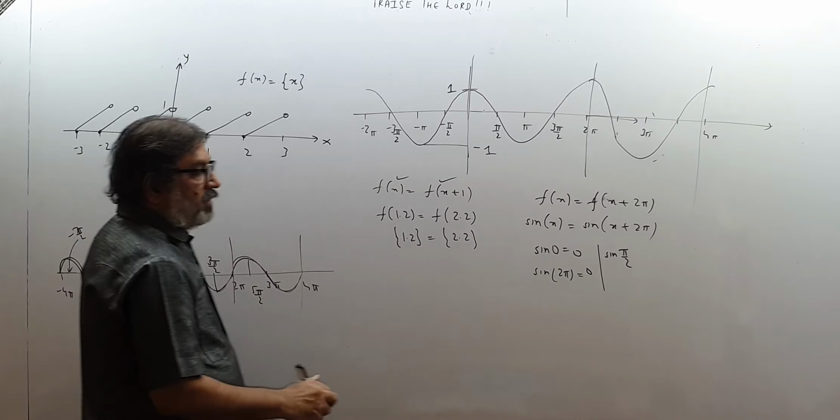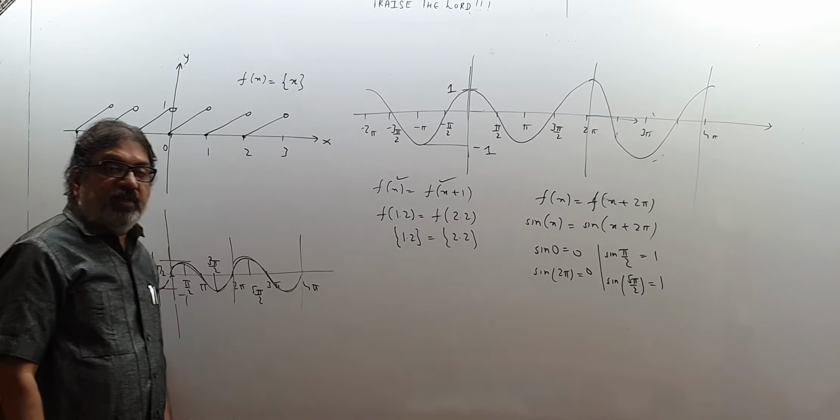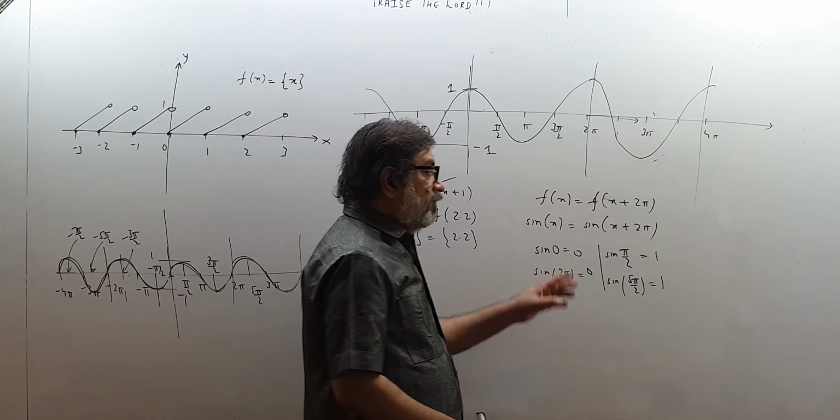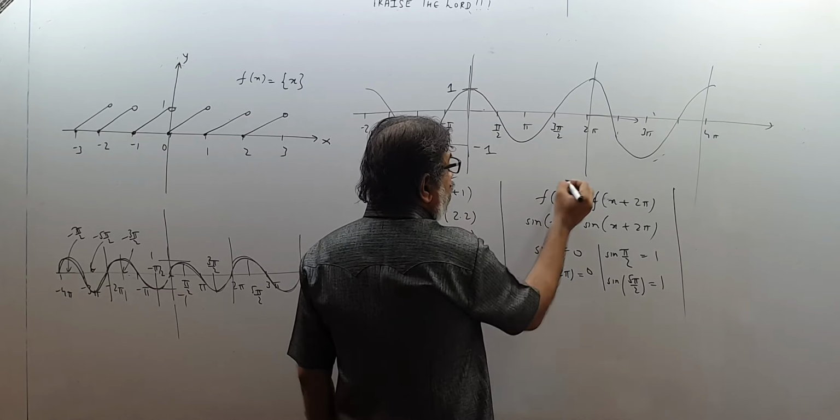And I put here pi by 2 plus 2 pi, that means sine 5 pi by 2. Let us check what is sine 5 pi by 2. Sine 5 pi by 2 is again 1. Understanding, children? Like that, you take any value of x and find the values, they will always come out to be same. And therefore f of x is equal to f of x plus 2 pi for sine. This is for f of x equal to sine x.